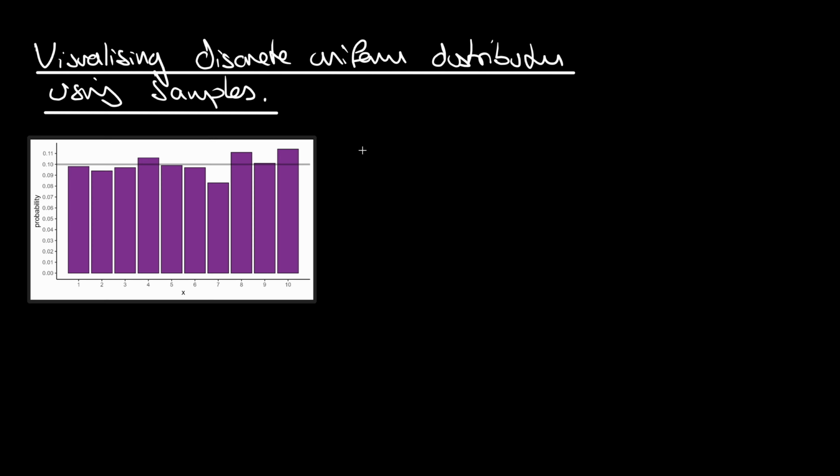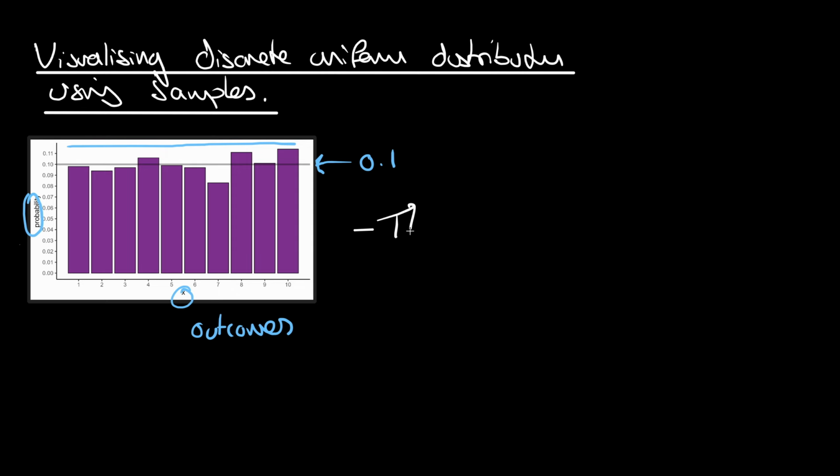The data from these samples can be visualized in a plot such as this, where on the x-axis we have the outcomes, and on the y-axis we have the estimated probability of that outcome. Here I've drawn a reference line at the true probability for each outcome that we know is equal to 0.1. From this plot, we can notice a flatness characteristic of the uniform distribution. Now, the estimated probability for each outcome is not exactly 0.1 because we only have a limited number of samples.